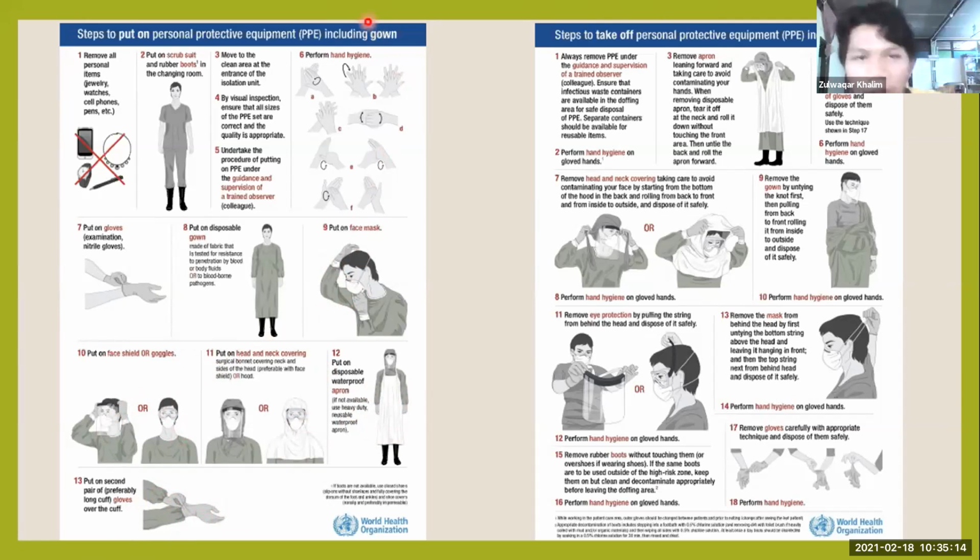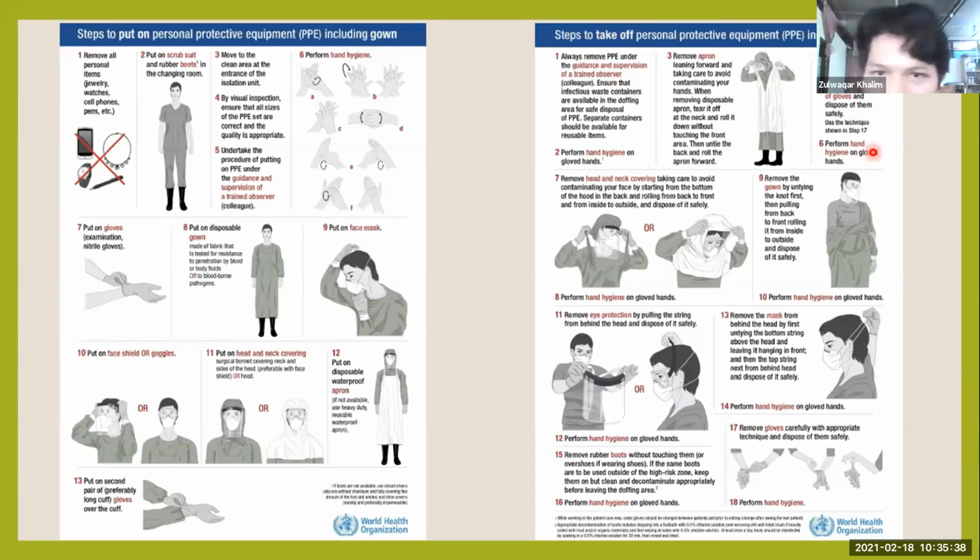Okay, and this is for taking off personal PPE, or doffing. First, we should always remove PPE under the guidance of a colleague. We should remove the apron first, and then we perform hand hygiene, remove the outer pair of the gloves, and then perform hand hygiene again.